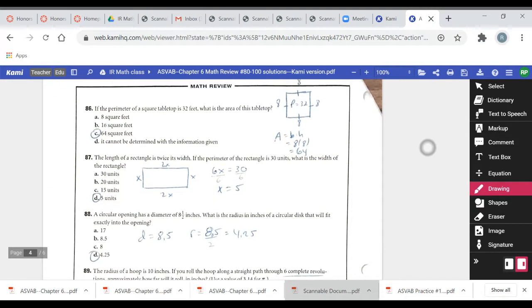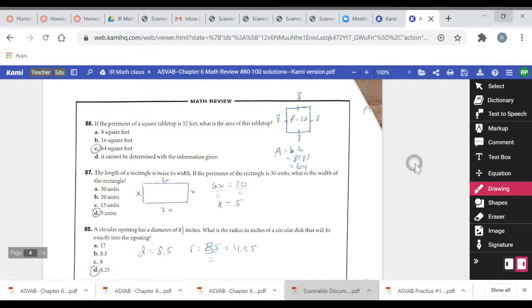Okay, on 86, it says if the perimeter of a square tabletop is 32 feet, what is the area of the tabletop? A lot of times I like to draw a picture. In this case, I drew a square, and I have to think about what do I know about a square? You can see I marked these sides of the square congruent because one thing about a square is that all 4 sides are the same length.